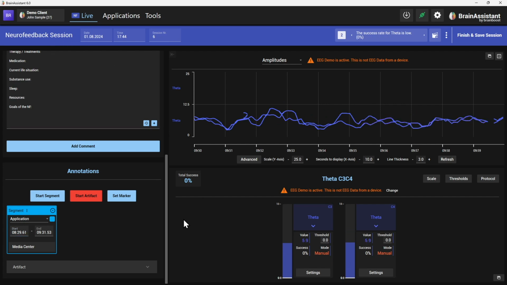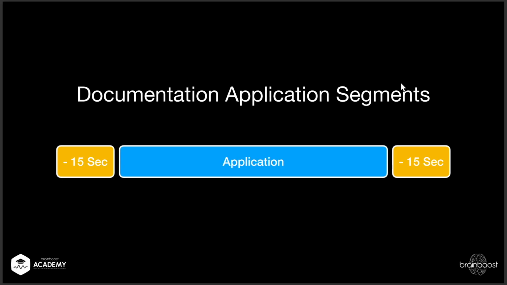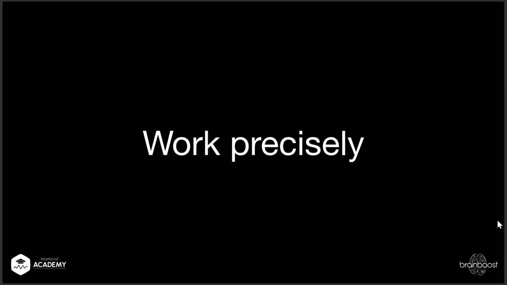So this is also a feature where we want you to document very precisely. This is what I want. I will tell you in a second why. So this is also a feature that we have. It will automatically happen when you use the latest version in the Brain Assistant. And I want you to work precisely.